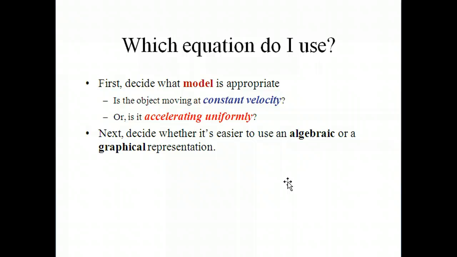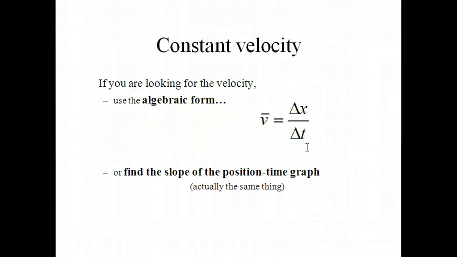That's the next issue. If you can keep this straight, this is not hard stuff. Basically, you want to find out, in a given problem situation, which model is appropriate. Is the object moving with constant velocity, in other words, the constant velocity model, or do we have a situation where the object is accelerating uniformly, which is the uniform acceleration model? Once we make that determination, we can decide whether to use an algebraic approach or a graphical representation to figure out the unknowns.